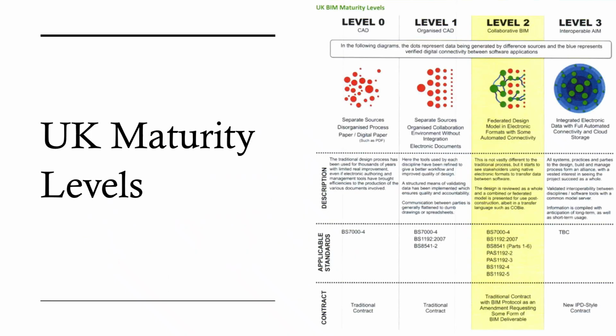UK BIM maturity levels. This slide introduces the structured progression of BIM adoption, known as BIM maturity levels, developed in the UK and now influencing global standards. We start with level 0, AutoCAD, the traditional design process. Here, data is fragmented, workflows are disorganized, and outputs are typically paper-based or static digital files like PDFs. There's no real collaboration or integration.